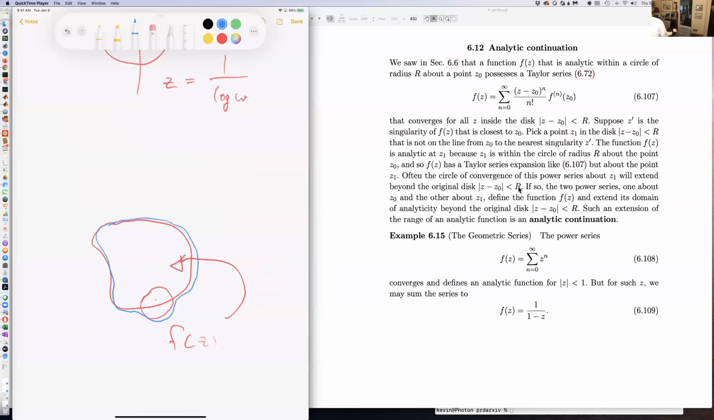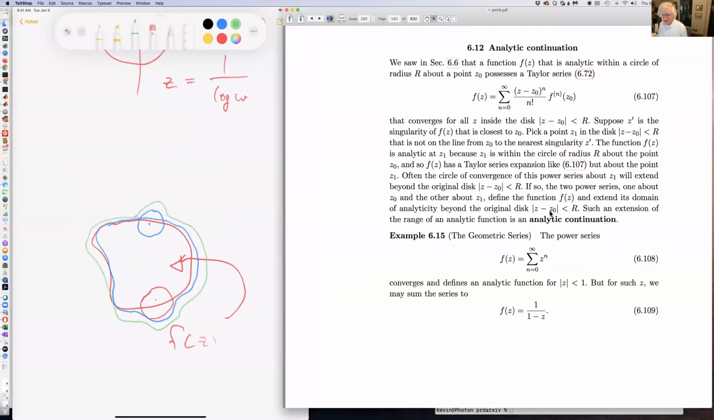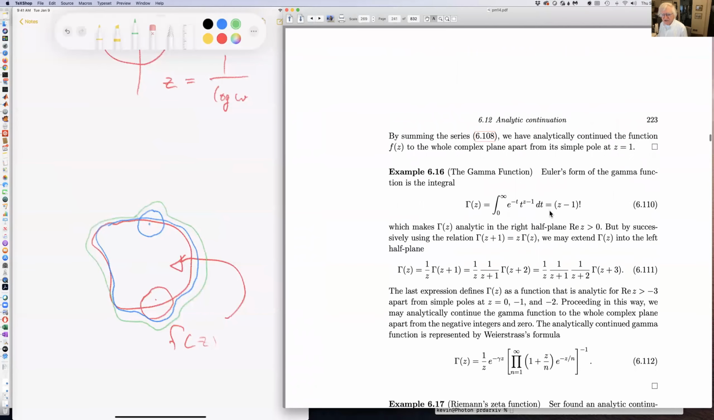And once we're in that bigger region, well, we might do a power series around this, and we might find that it converges like that. So now we have analyticity in a slightly bigger region. And continuing in this way, sometimes one gets a much larger region of analyticity. And we sort of saw that in the case of the gamma function. So let me see, yes, here's an example of that.